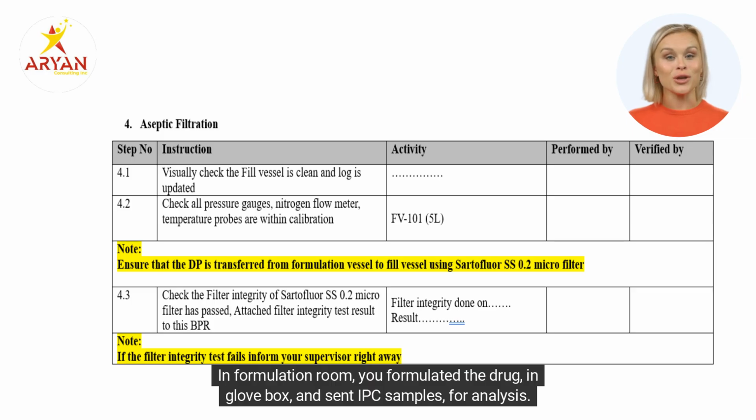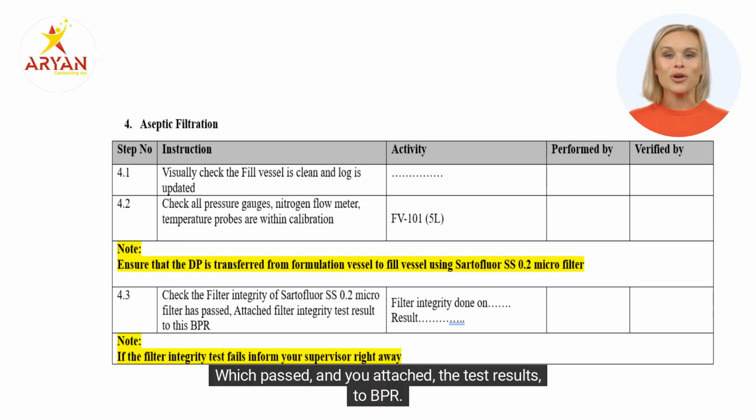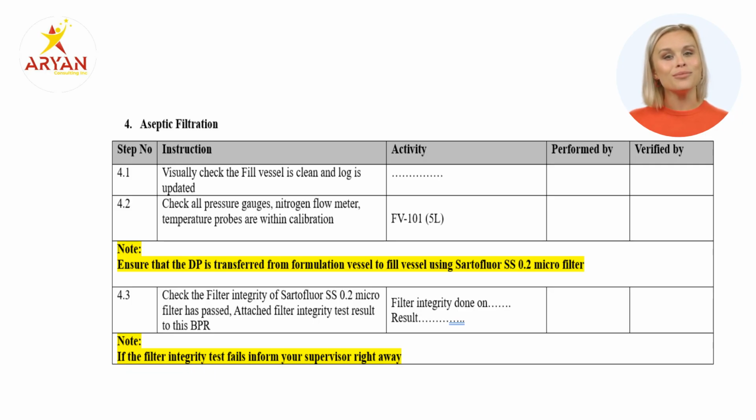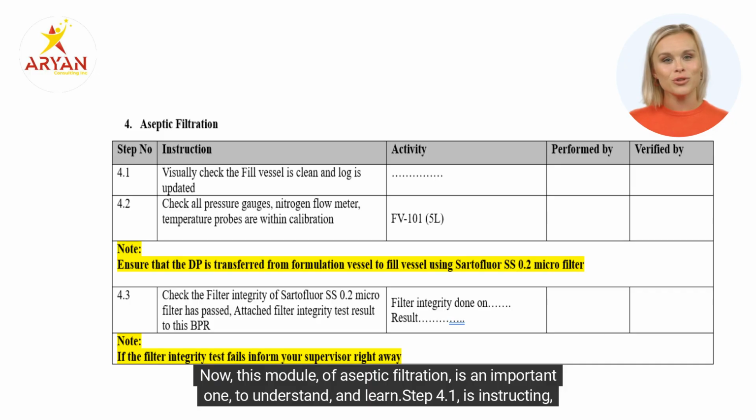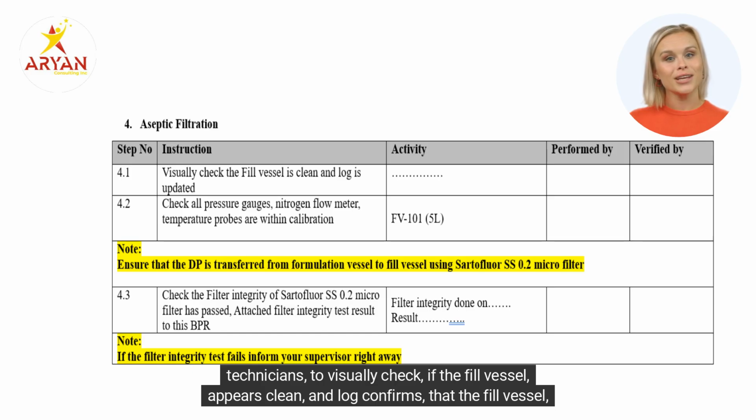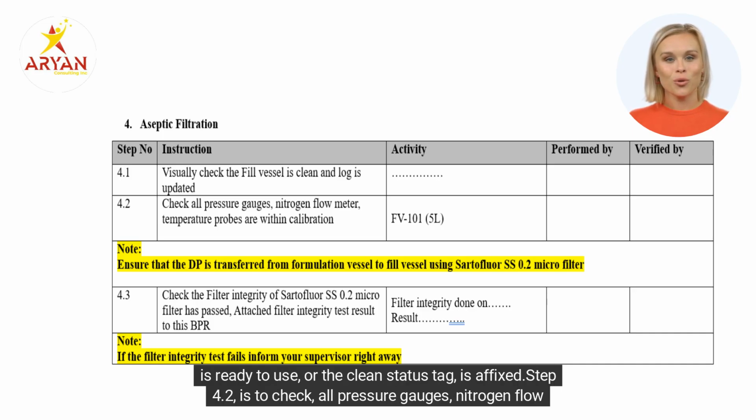In formulation room, you formulated the drug in glove box and sent IPC samples for analysis, which passed, and you attached the test results to BPR. Now, this module of aseptic filtration is an important one to understand and learn. Step 4.1 is instructing technicians to visually check if the fill vessel appears clean and log confirms that the fill vessel is ready to use or the clean status tag is affixed.